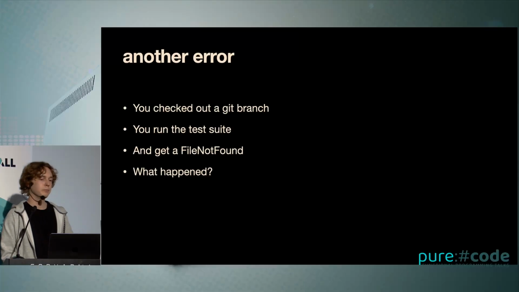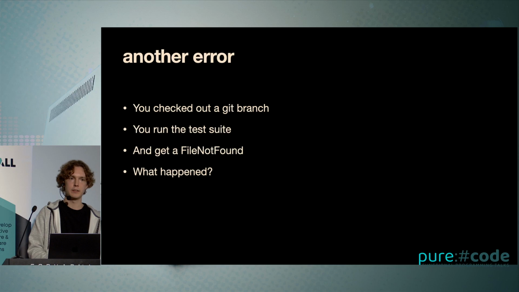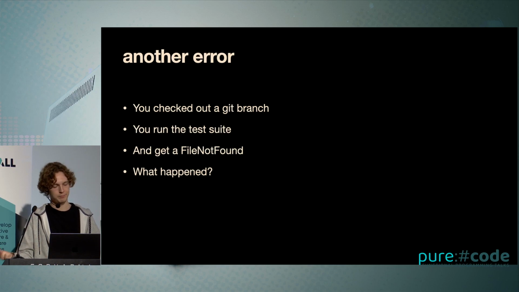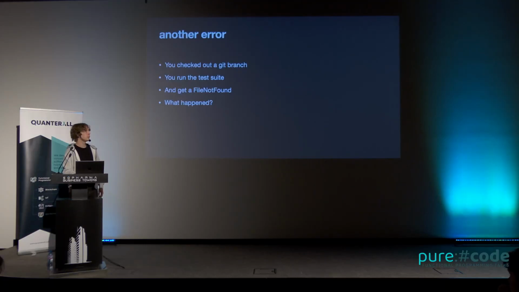So another error. Here's the scenario. You checked out a Git branch. You just run the test suite. I mean, you make test or whatever, and you got some kind of file not found error. What happened? Where do we even start with this? Like, there's not nearly enough information to even figure out what's happening here.